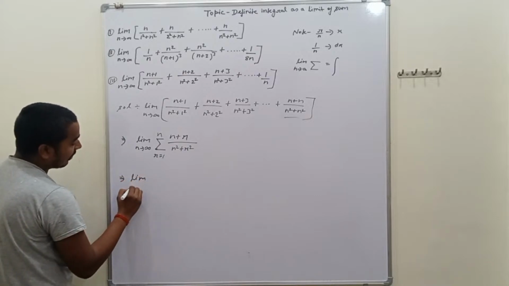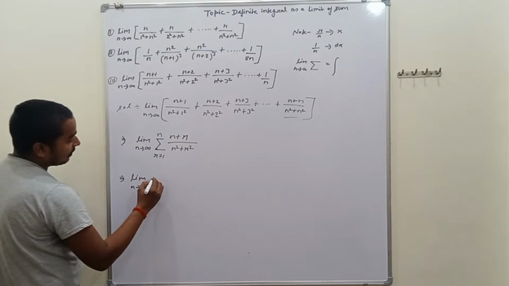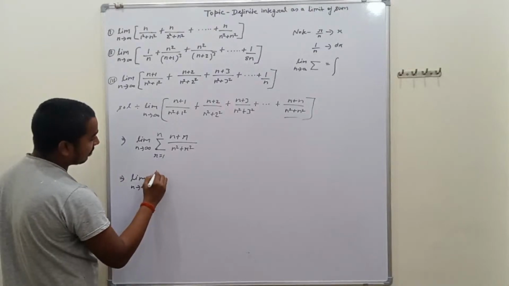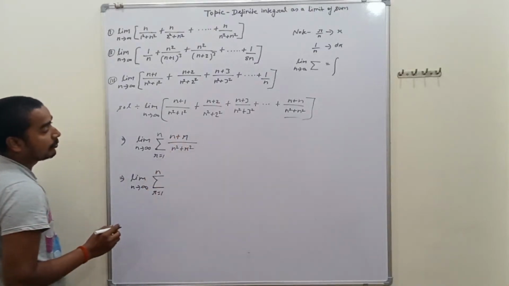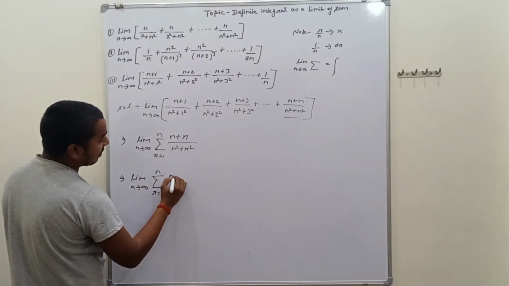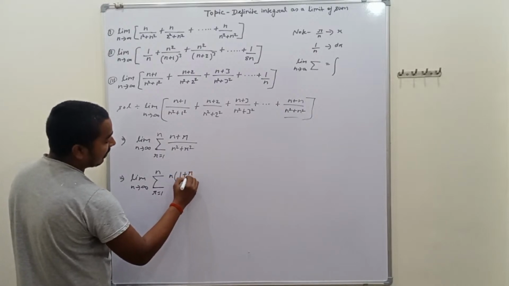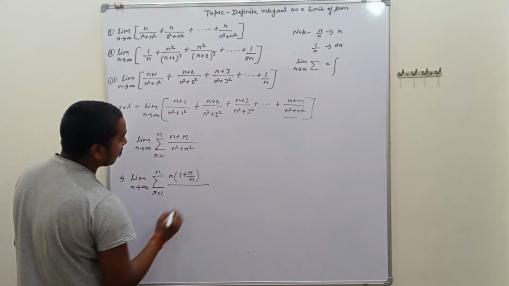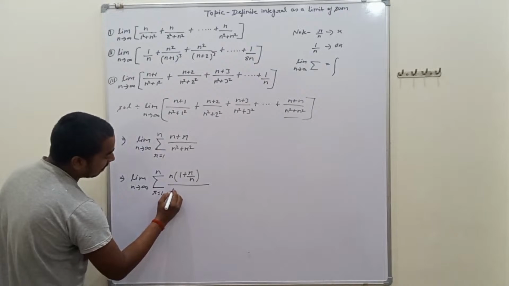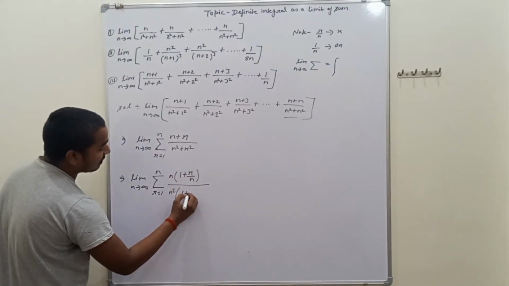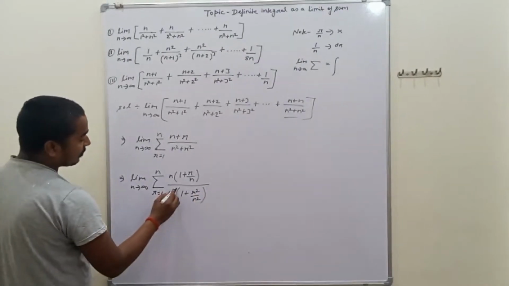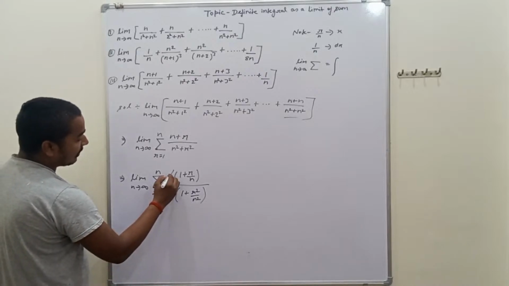Limit n tends to infinity and summation of r is equal to 1 to n. From the numerator we take n common, that is n times (1 plus r by n), and from the denominator we take n square common, that is n square times (1 plus r square upon n square). From here, n square and n cancel out, and remaining is 1 by n.